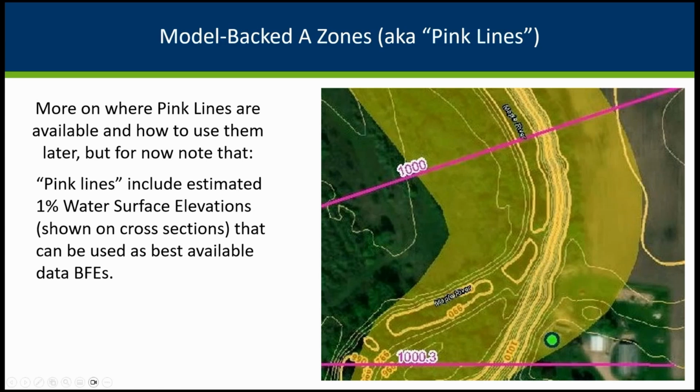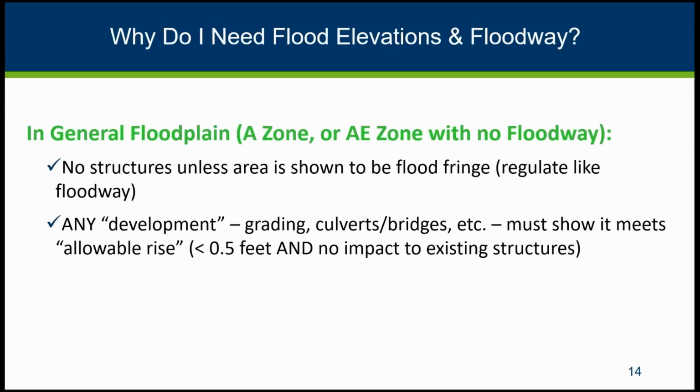And this is super helpful for regulating and managing floodplains in your area, because it is important to have elevations for these Zone A areas. And we'll get into that in these next couple of slides here. It's important to have elevations for both Zone As and Zone AEs without floodway, because it's important that if a structure is going to be proposed on the edge of that floodplain, we understand if that structure is going to be built at the appropriate elevation.